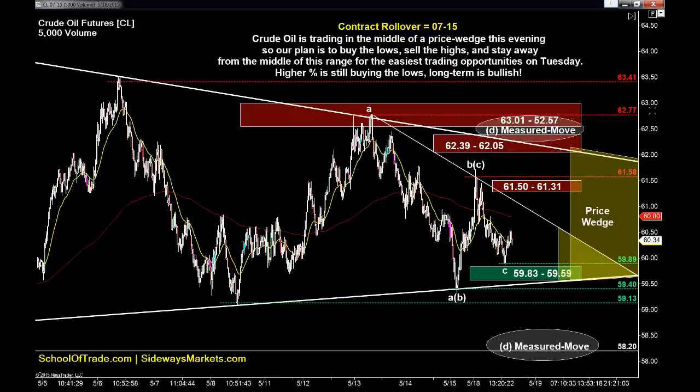All kidding aside here, we did roll over to the 715 contract. Remember we talked about it last week. We didn't really know when it would roll over. It was about 50-50 on Friday. Finally today we got the rollover. And that's just something you got to deal with on crude oil, right?